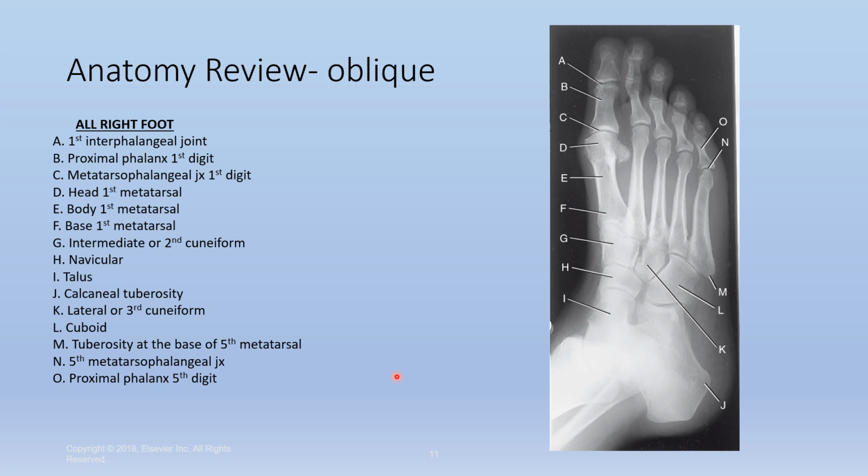Now, I won't read through all of these, but this is the 30 to 40 degree medial oblique foot. This is all right foot. Notice I labeled it, and each letter corresponds to all the bones that are found in the foot. In the last image, you definitely want to make sure that you understand all of those anatomic areas and where they're found radiographically, as well as on a drawing of the foot. Again, page 217.